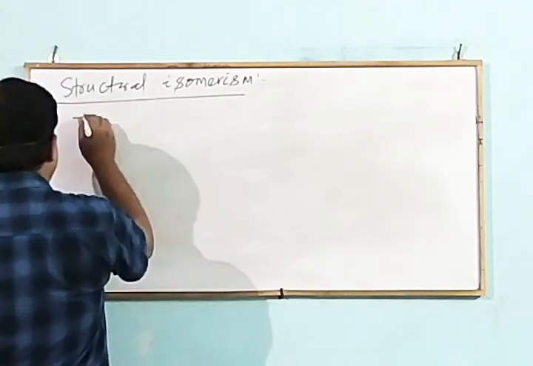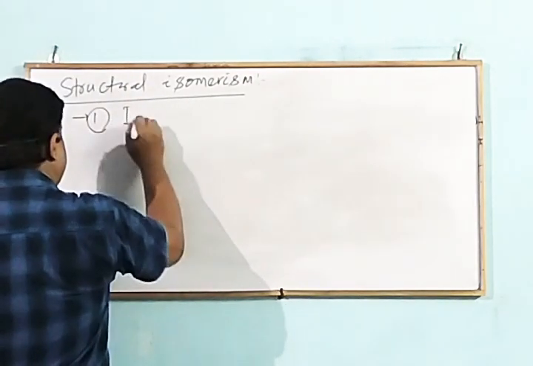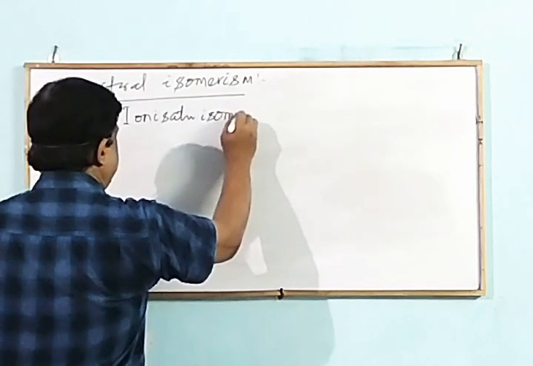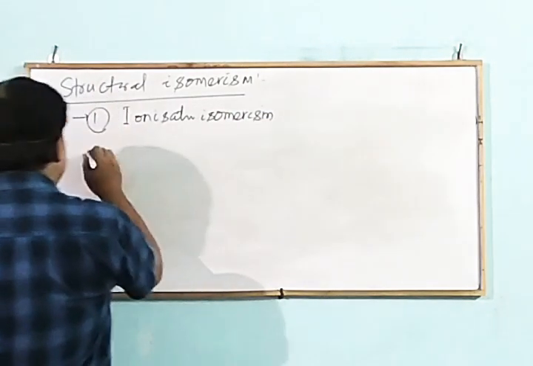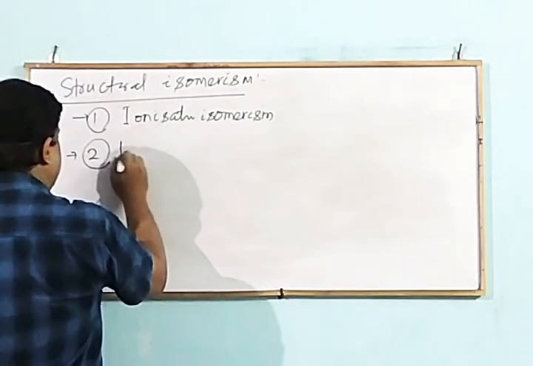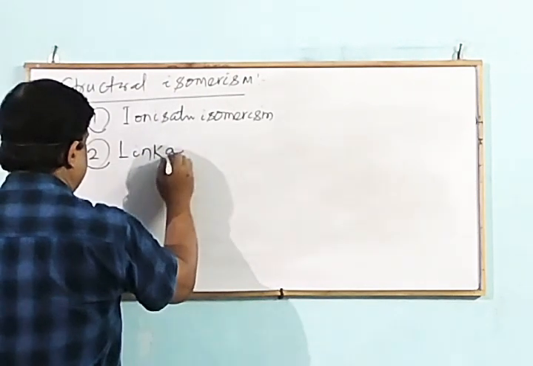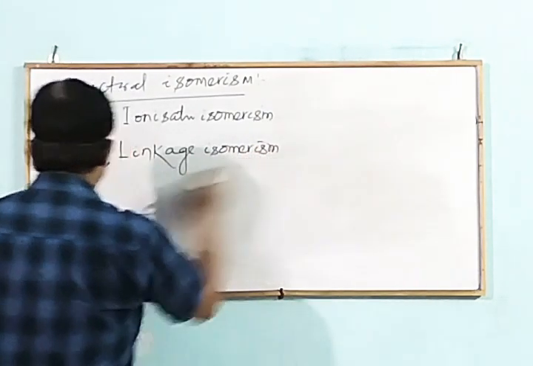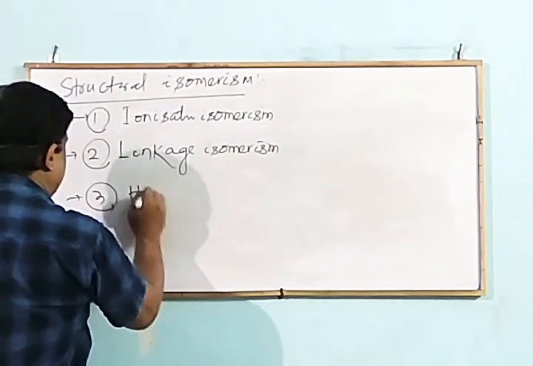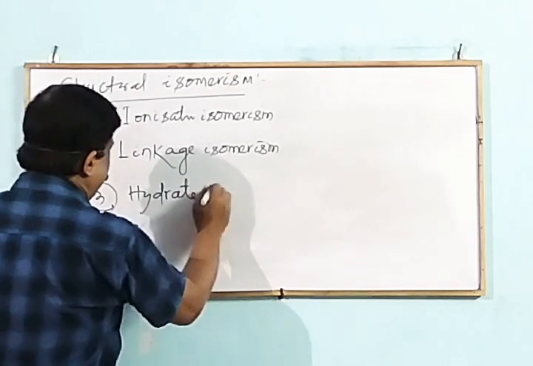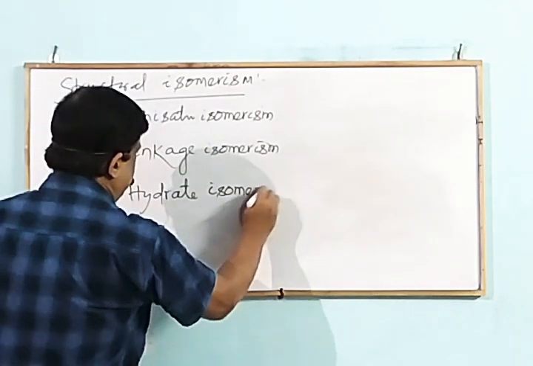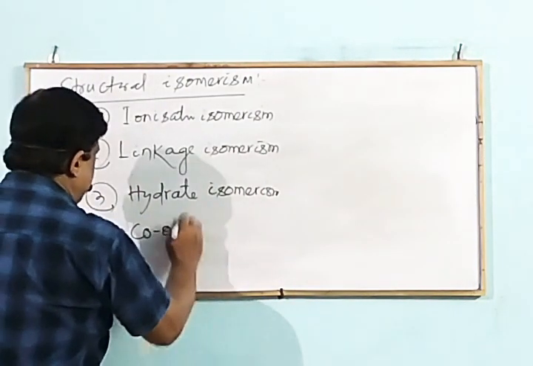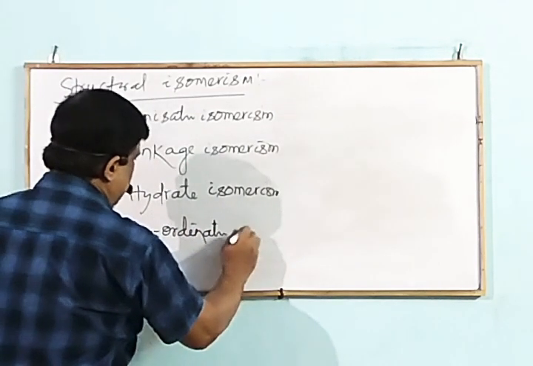First one is ionization isomerism. Second one, linkage isomerism. Third one, solvent or hydrate isomerism. And fourth one, coordination isomerism.